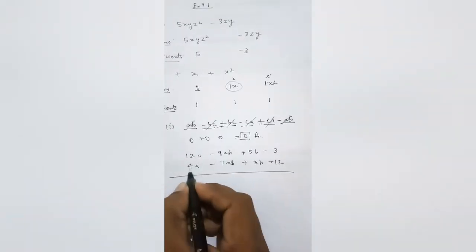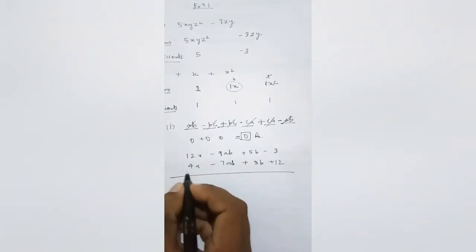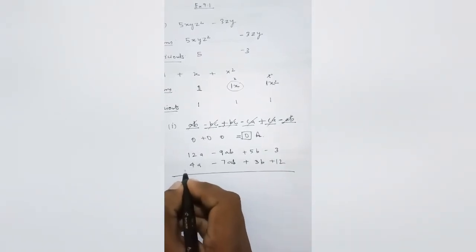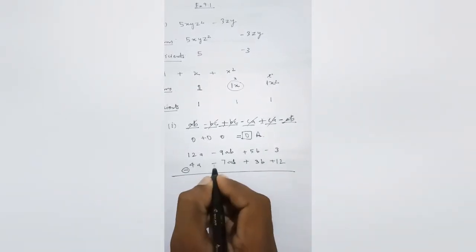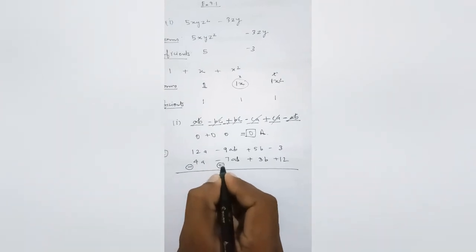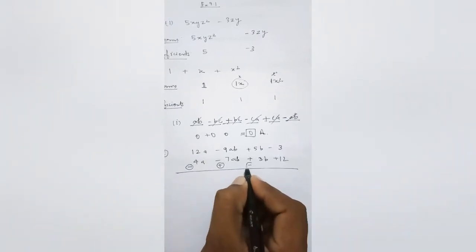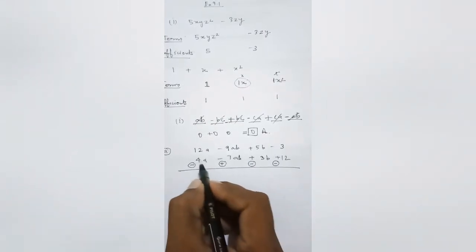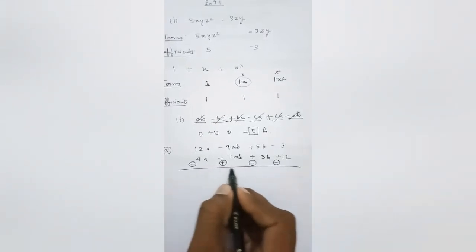For this method, for the terms which you have written downside, you have to change the sign of each and every term. So you can see 4a is plus, so this would be minus. This is minus 7ab, so this would be plus. This is plus 3b, so this would be minus, and this is plus 12, so this would be minus. Now you don't have to consider these signs, you have to consider these signs which I have written in the circle.